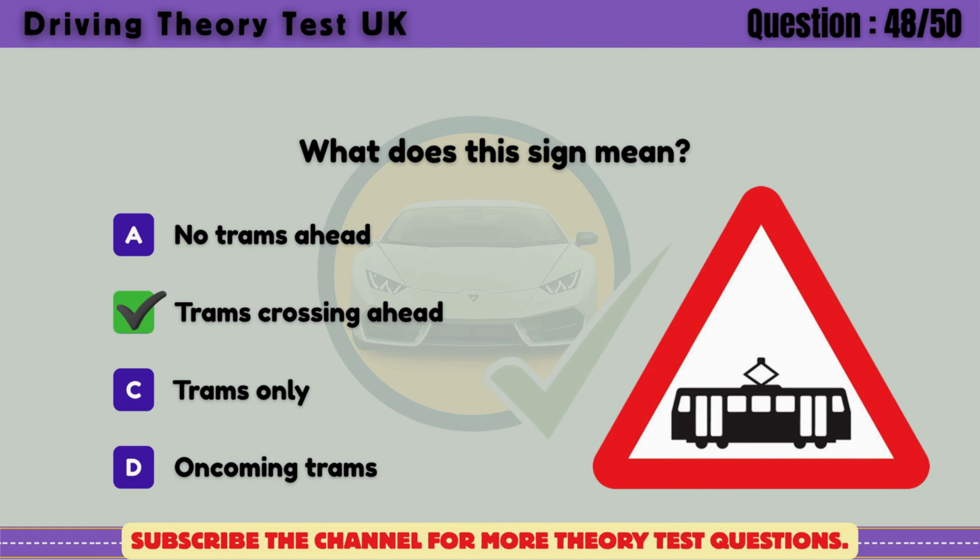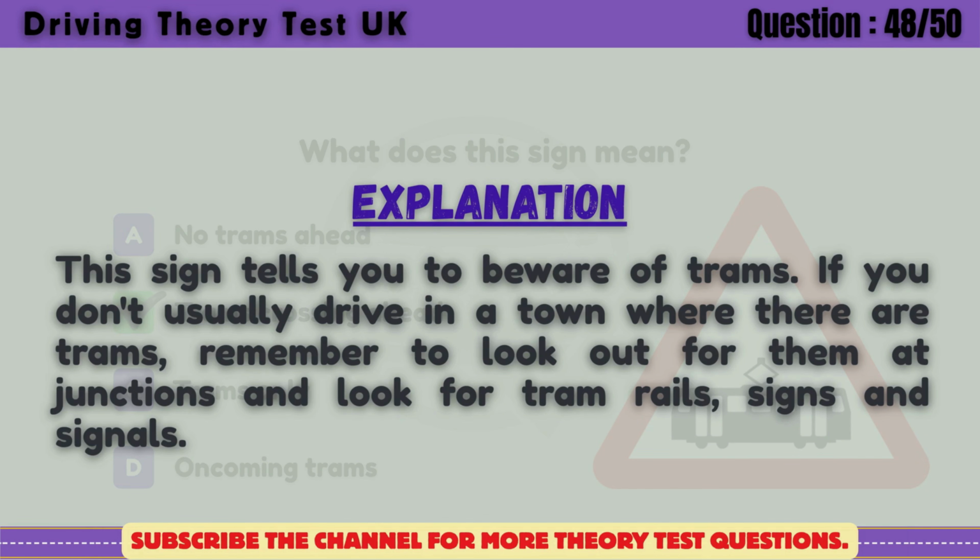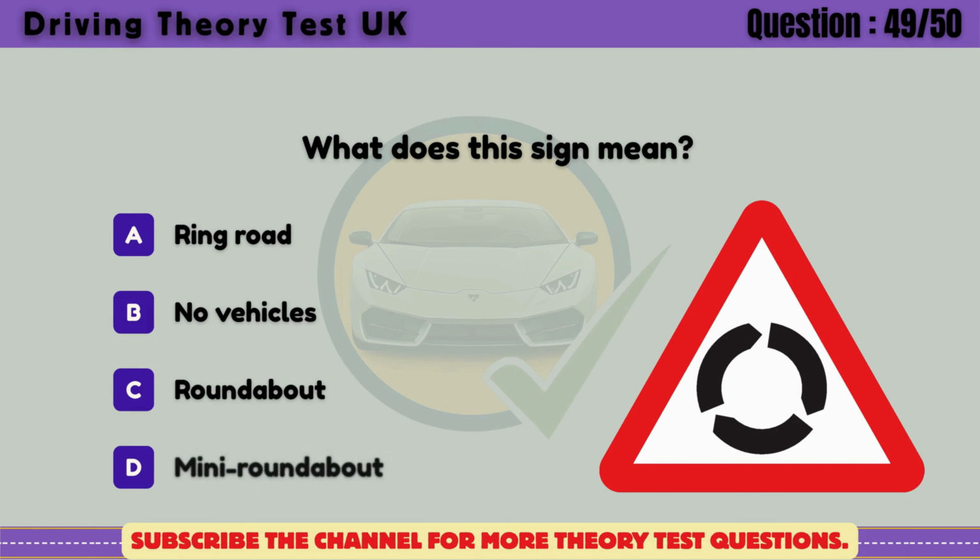Answer is B. Trams crossing ahead. This sign tells you to beware of trams. If you don't usually drive in a town where there are trams, remember to look out for them at junctions and look for tram rails, signs and signals. Question 49. What does this sign mean?